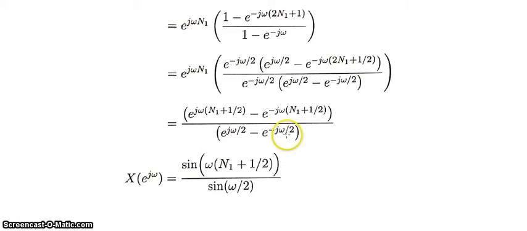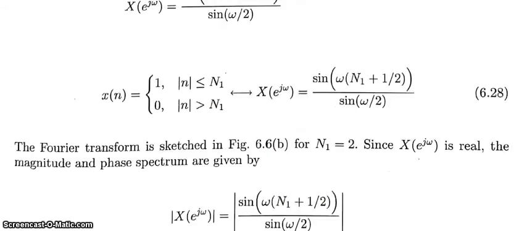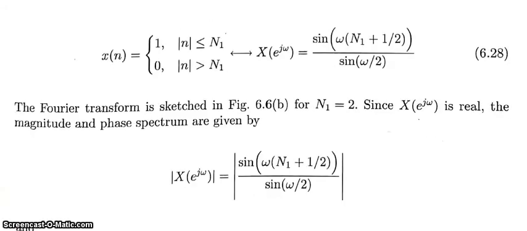And we know sine theta can be expressed in e^{jθ} form as sine theta equal to (e^{jθ} minus e^{-jθ}) divided by 2j. The numerator and denominator are of the form e^{jθ} minus e^{-jθ}. Therefore, it can be expressed in terms of the sine function. So the numerator is sine of ω(n1 plus 1/2), and the denominator is sine of ω/2. Okay, so that is the Fourier transform.